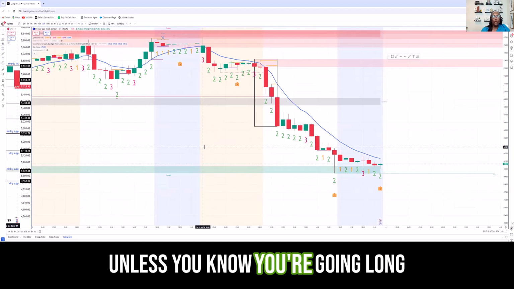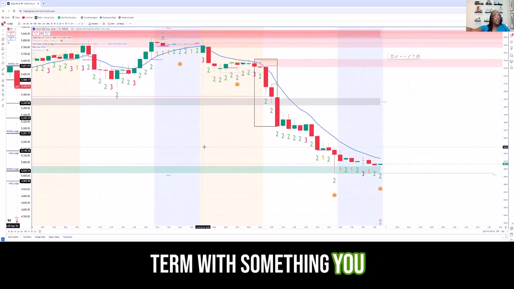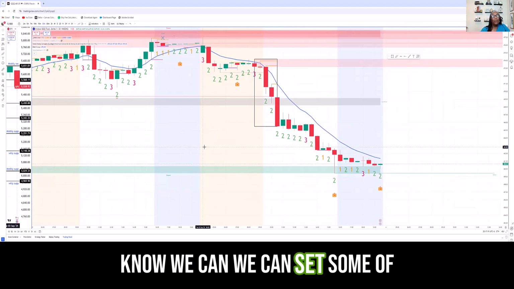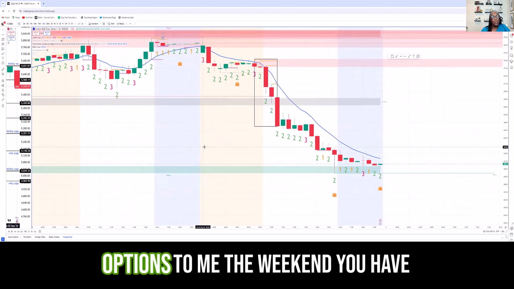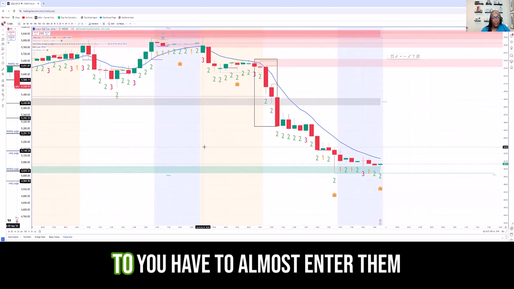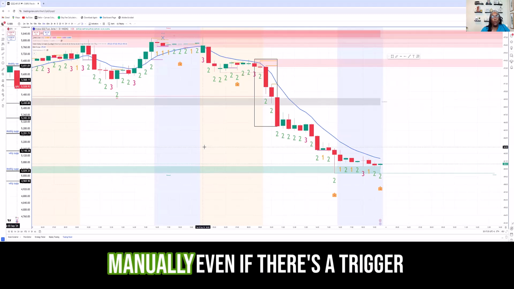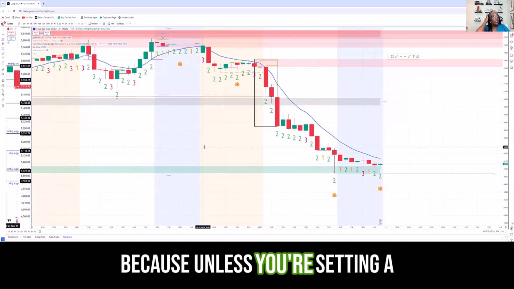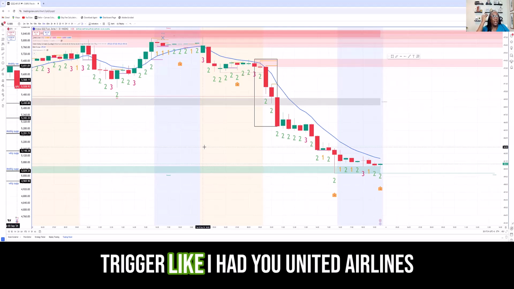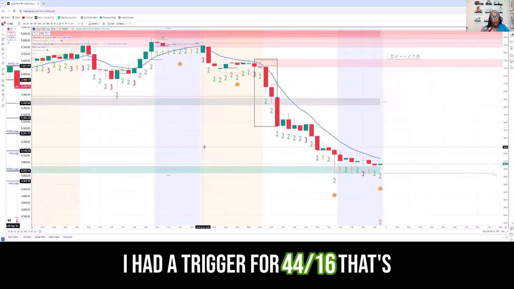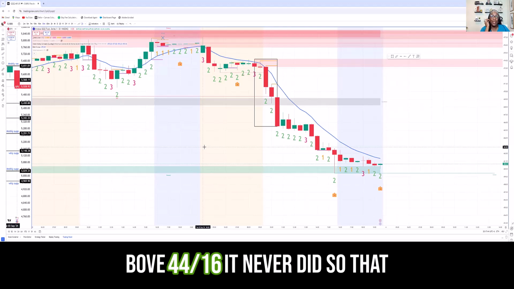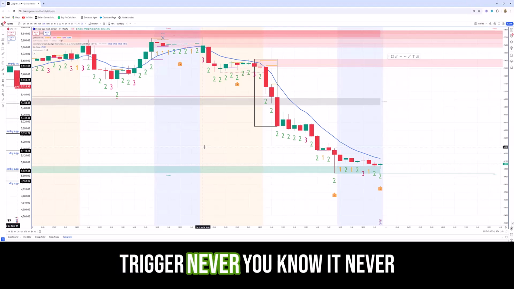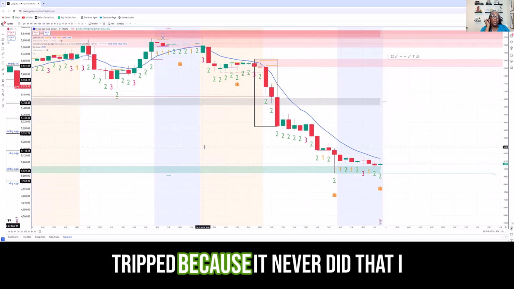Unless you're going long term with something, we can set some of these sell trades. We may be able to set them on the weekend, but to buy options, to me, on the weekend you have to almost enter them manually, even if there's a trigger. Like I had United Airlines, and I had a trigger for 44.16. That's when I would enter calls if it got above 44.16. It never did, so that trigger never tripped.